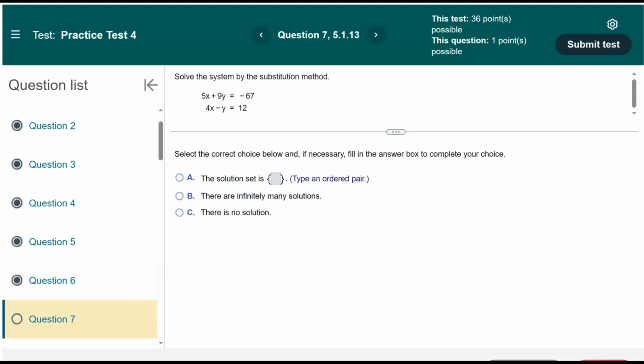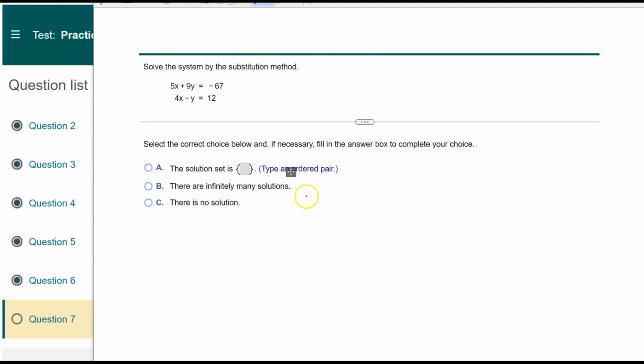Question number 7. In this number, we are asked to solve the system by substitution. So let's go ahead and do that.